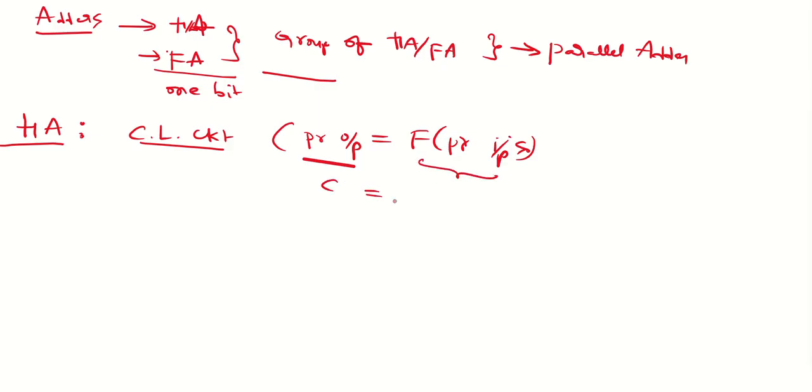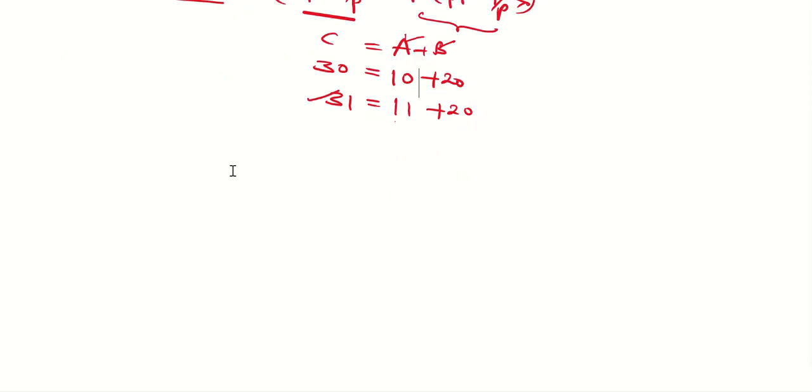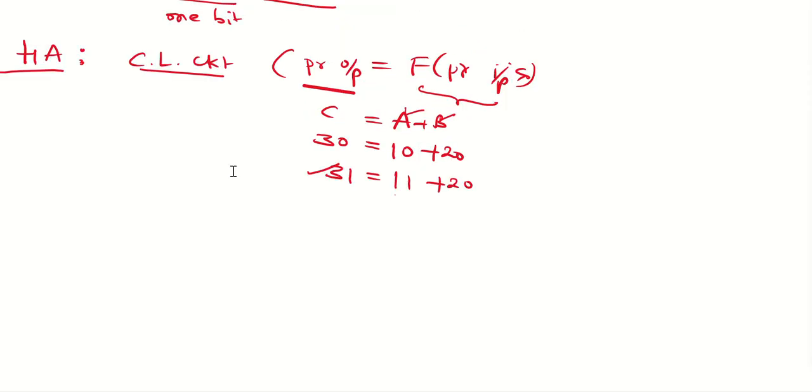Let's see C equal to A plus B. Suppose the inputs are A value is 10 and B value is 20. What is the output C? Obviously it is 30. If I change only the A value to 11 and do not change the B value, this becomes 31. So C is always decided by a change in either A or B. These circuits are combinational logic circuits. In the same way, the half adder is also a combinational logic circuit.